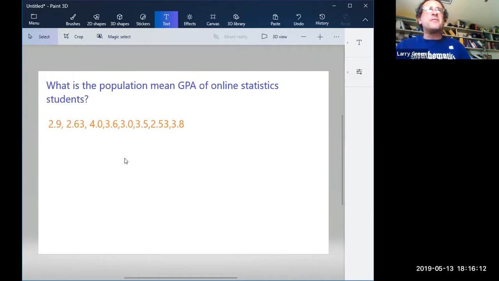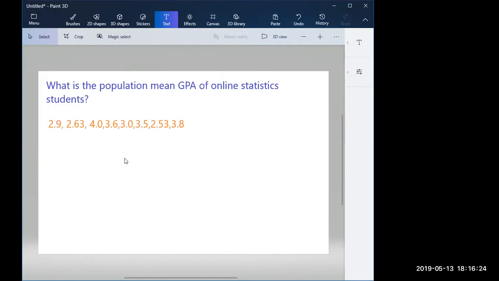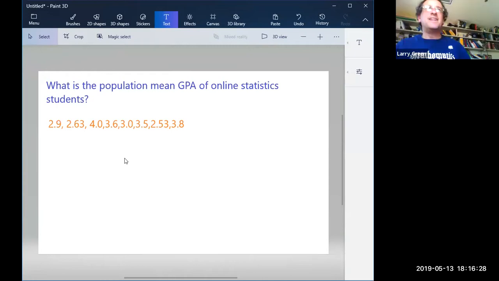There's margin of error. We haven't learned about that yet. We're going to be using that, but we don't even know what that is yet. It hasn't come up yet. Any thoughts?